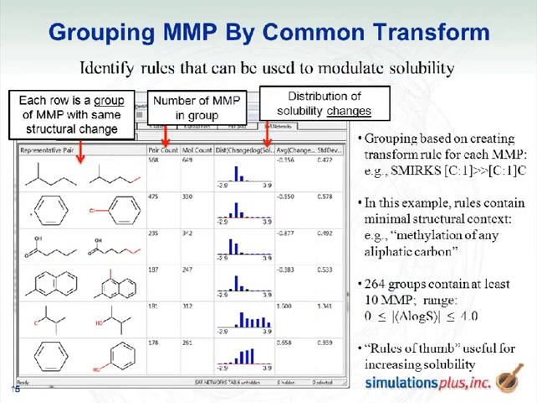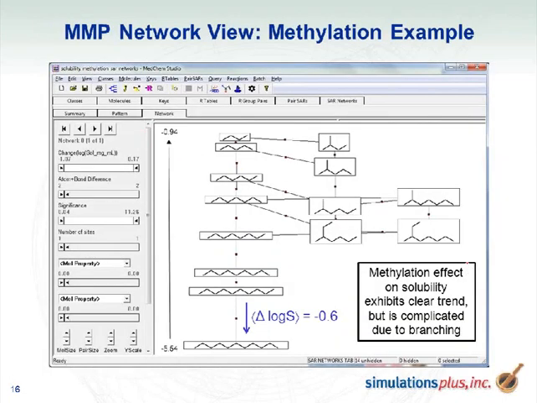So we have some fairly simple ones. Of course, you'll recognize this addition of a chlorine to an aromatic ring on the second row. And this first row is essentially saying what happens when you add a methyl group to an alkyl chain. Here's the SMIRKS string for that, so it's methylation of any aliphatic carbon atom. If we look at these changes on the network viewer, we see that as you add additional methyl groups to a linear chain, that pretty much just decreases the solubility.